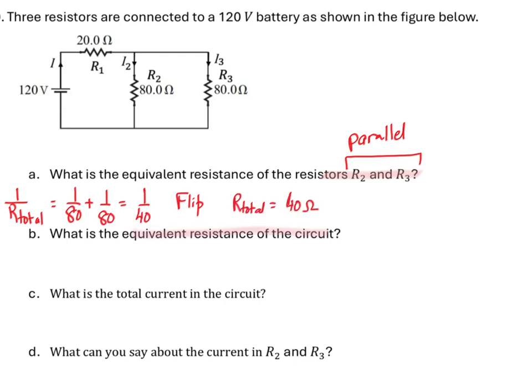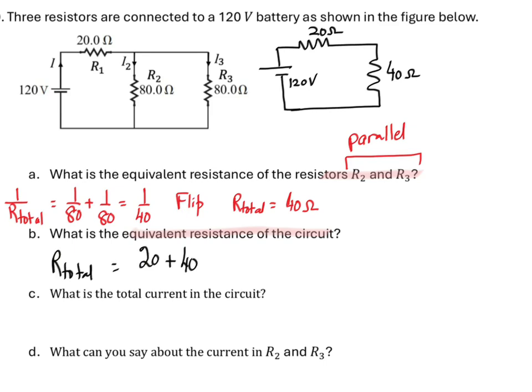Now it's asking us in part B what's the equivalent resistance of the circuit. That means now we want to get all the 3 resistors, what's the equivalent resistance. So we'll redraw the circuit. I have replaced R2 and R3 with its total resistance, which is 40 ohm. Now we can see that 20 and 40, they are in series. So that will just add up to give you 60 ohm.